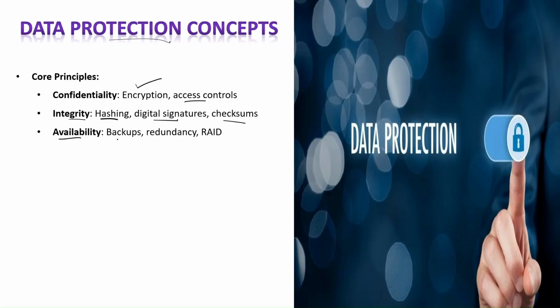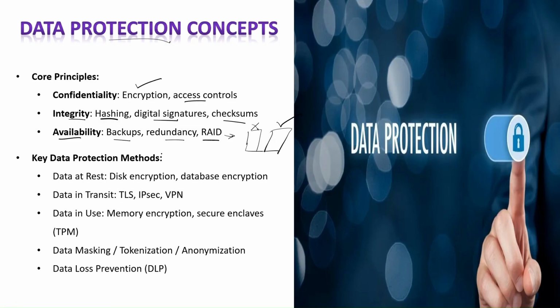For data availability, we have backups, redundancy, and RAID. RAID is redundant array of independent disks. It combines multiple hard drives for redundancy, so that, let's suppose, if one drive fails, we can still recover the data from the redundant drive.